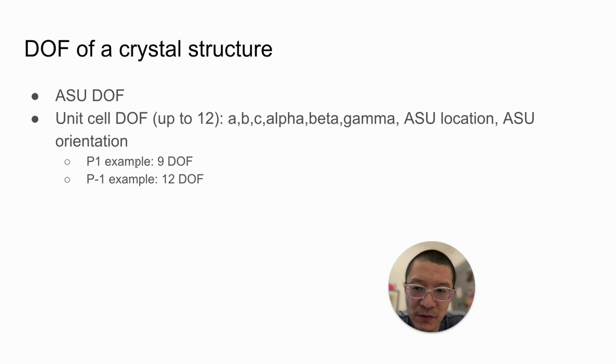Let me go into a specific example to talk about the local approach. So take a P1 space group, for example. We actually don't have 12 degrees of freedom, we only have 9. Because for P1, we don't really care about the ASU location. You can shift the ASU in any way and it will be the same unit cell.